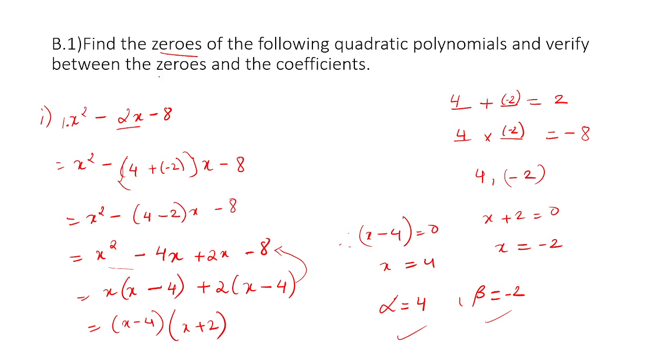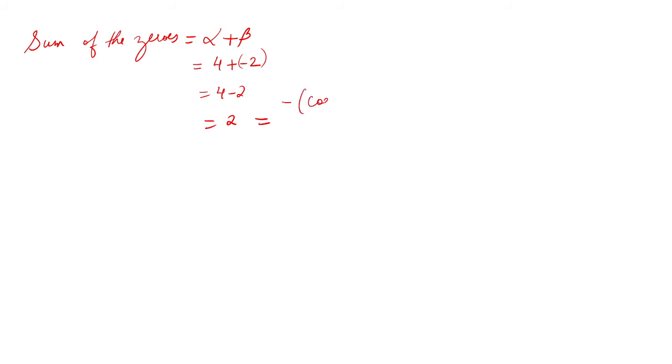But we're asked to verify the relationship between the zeros and the coefficients. How do we find out? We have to take the sum of the zeros. The sum of the zeros is alpha plus beta. What is alpha? It is 4, and what is beta? Minus 2. So 4 plus minus 2 is 4 minus 2, which is equal to 2. But the sum of the zeros according to the formula is minus coefficient of x divided by coefficient of x squared.